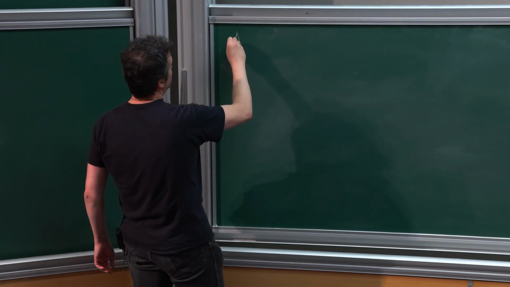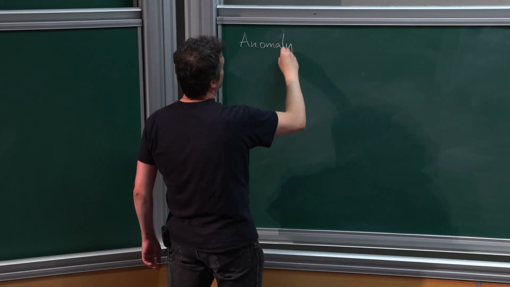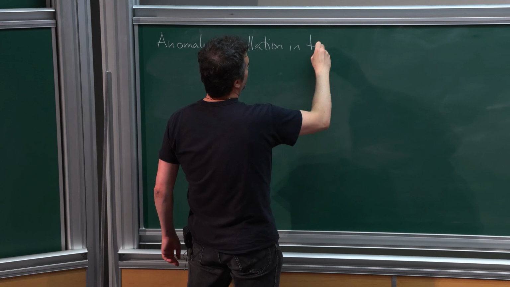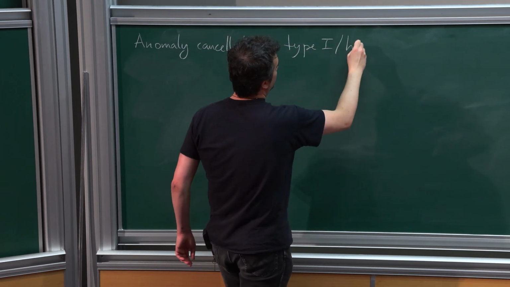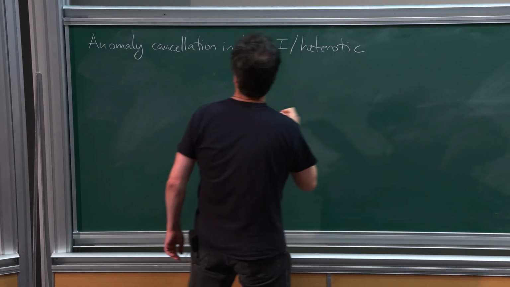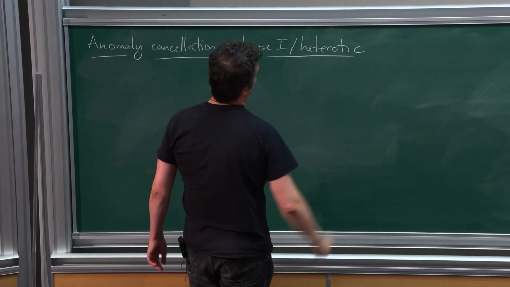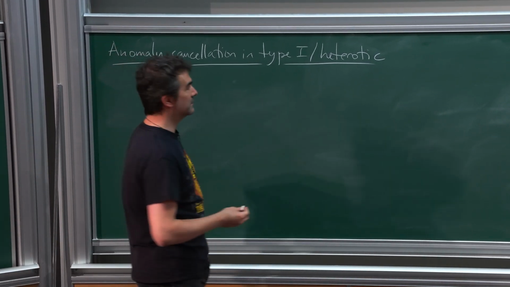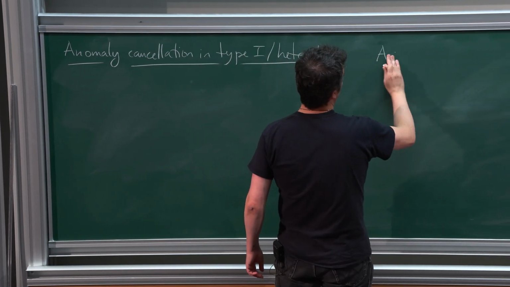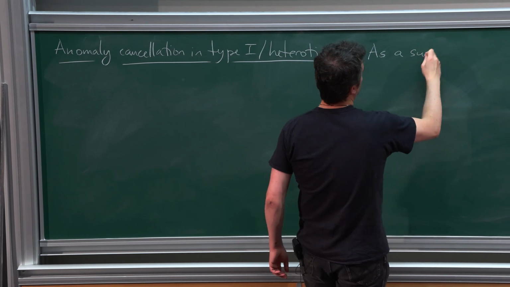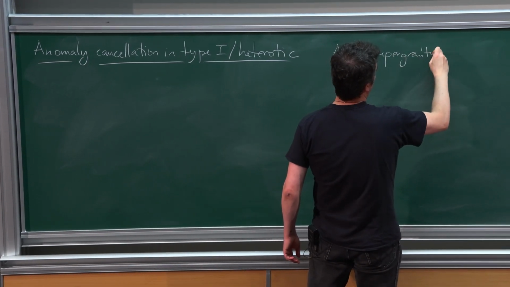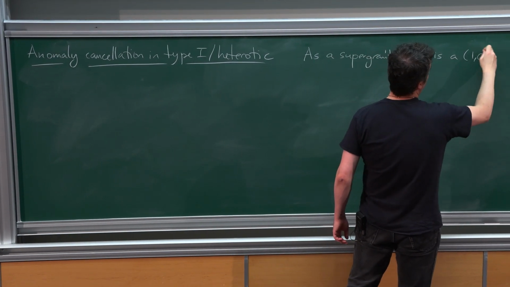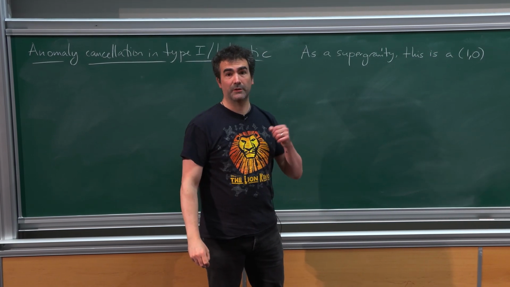So let me do anomaly cancellation in type I or heterotic. Again, some of you might know what this is in terms of the worksheet, but I'm going to think of this as a supergravity. So as a supergravity, this is, in this case, (1,0). So the gravitino is going to be Majorana-Weyl in this case, which is positive chirality.